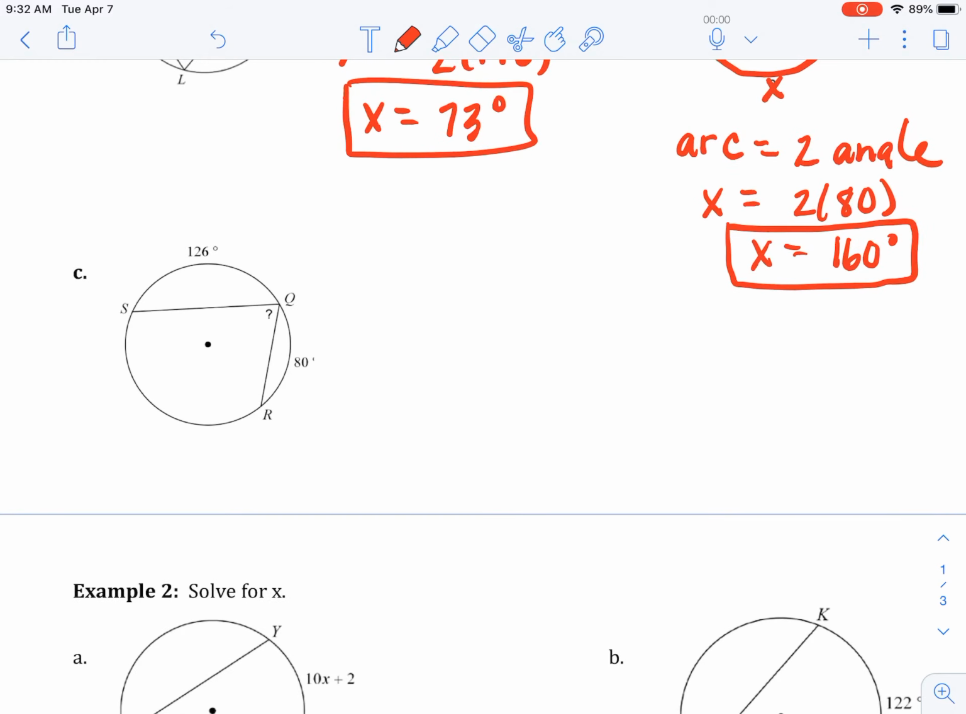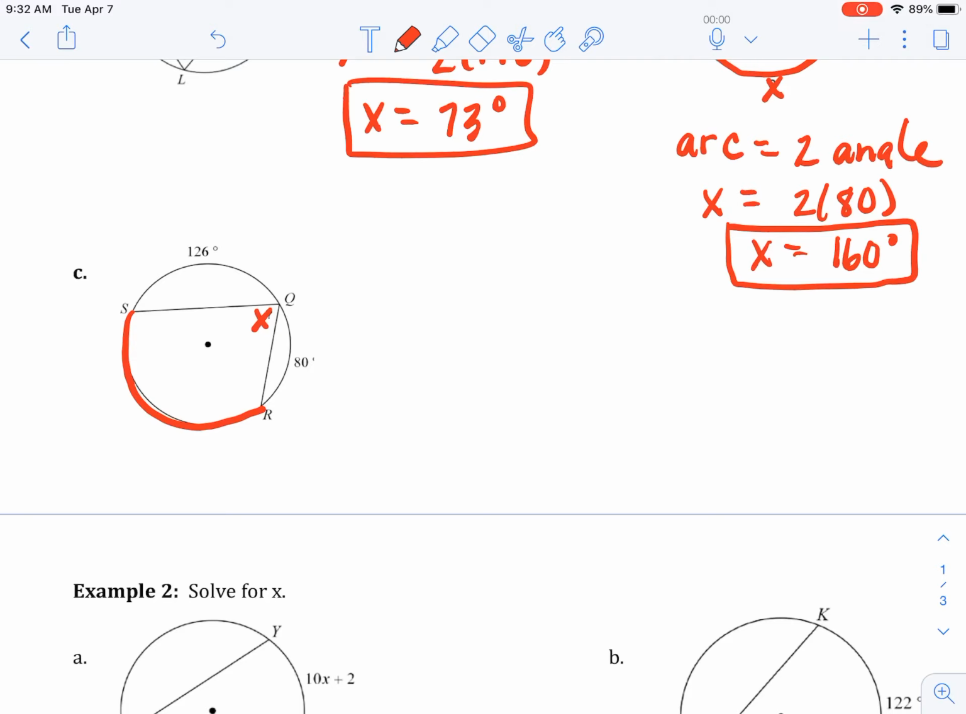All right, example 1C throws a little bit of a twist in there because the angle is that angle Q over there with the question mark. The arc it's intercepting is SR. Well, I can't have two unknowns. I don't know anything about SR, so I can't solve an equation that has two unknowns. So I got to figure something out here. I have to put a number either for X or for SR.